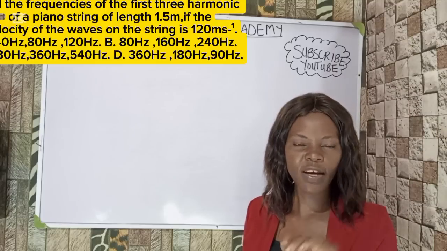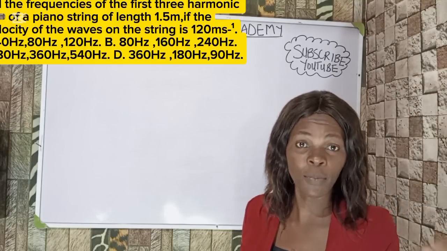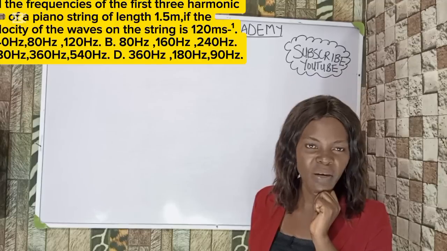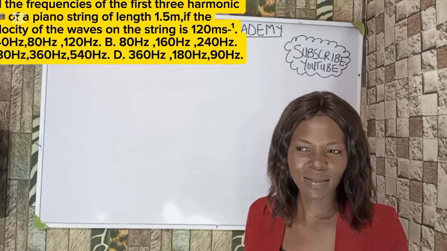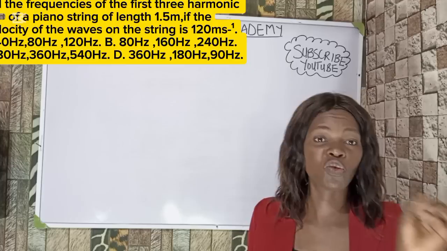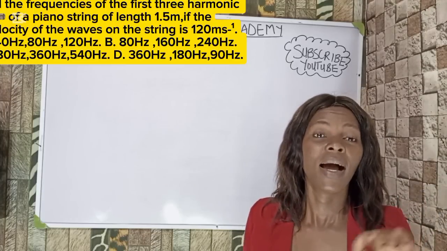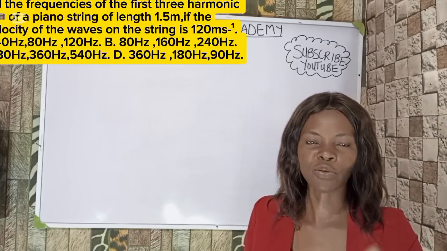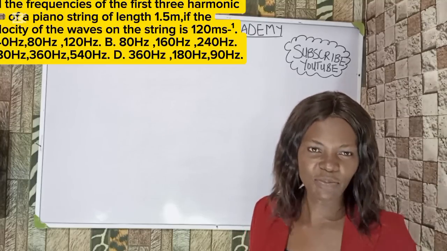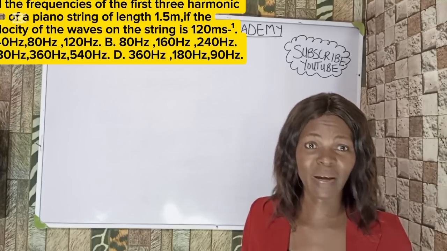The question says, find the frequency of the first 3 harmonics of a piano string. Now, what is the first thing that will come to your mind? What is a piano string? Is it an example of a closed pipe or an open pipe? A piano string is an example of an open pipe. So how does it flow? What are the harmonics of this open pipe? So let me shock you. The harmonics of this open pipe is what?